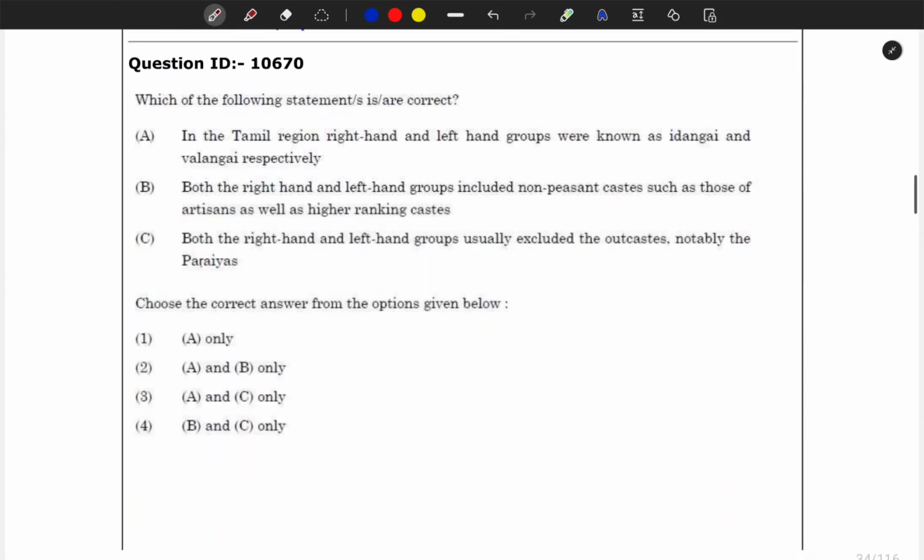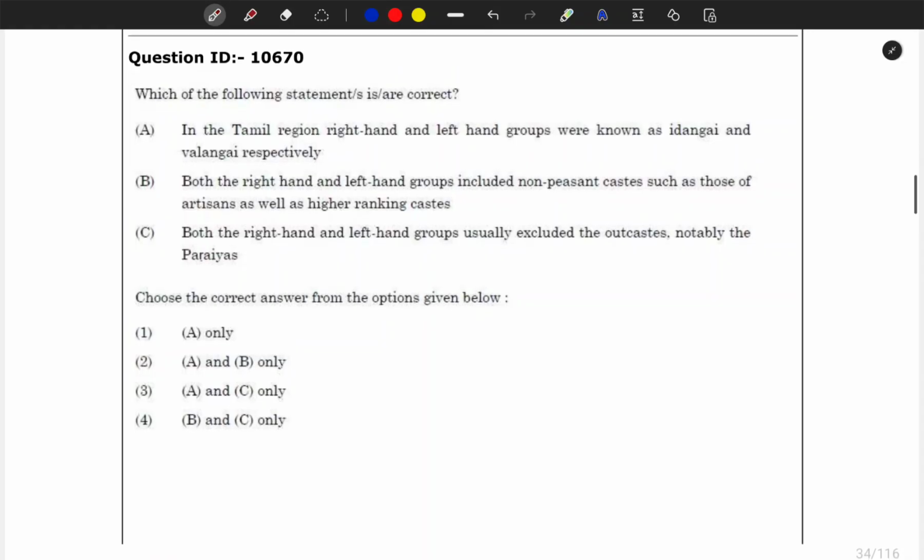So let's get back to the third question here. Our third question is about, see here again, the first thing I have told you to look for is whether the question is asking for a correct statement or an incorrect statement. Here it is about the correct statement. In the Tamil region, right-handed and left-handed groups were known as Idangai and Valangai.